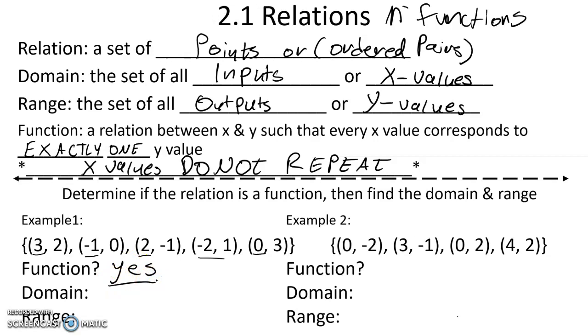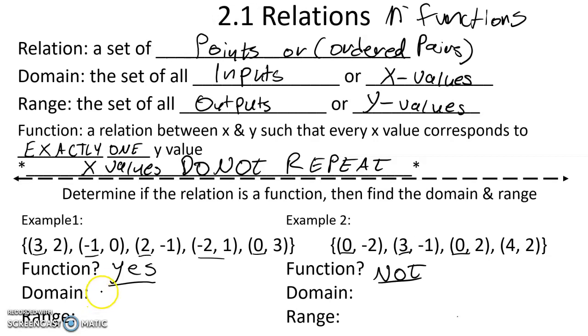If I quickly move over to the second example here, if I'm looking at my x values, 0, 3, 0, I'm going to stop right there. I have repeating x values, which means that it is not a function. So if you repeat x values, that means that it is not a function. No repeats means it is a function. Again, that's what I'm looking for.